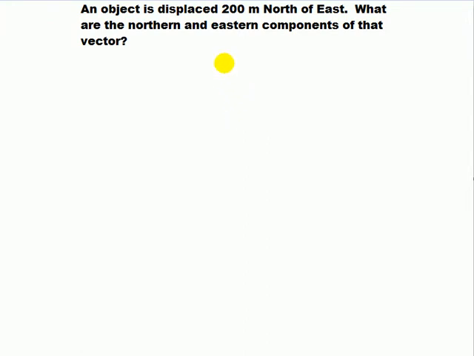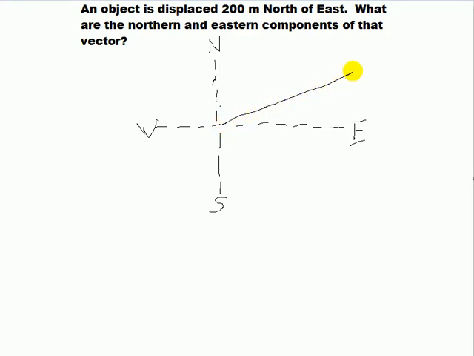First thing I'm going to do is draw a pair of axes, and these axes are going to represent north, south, east, and west. Now it says it's 200 meters north of east, so the first thing I'm going to do is look for east, and then go north of east. So my vector is going to be something like that.